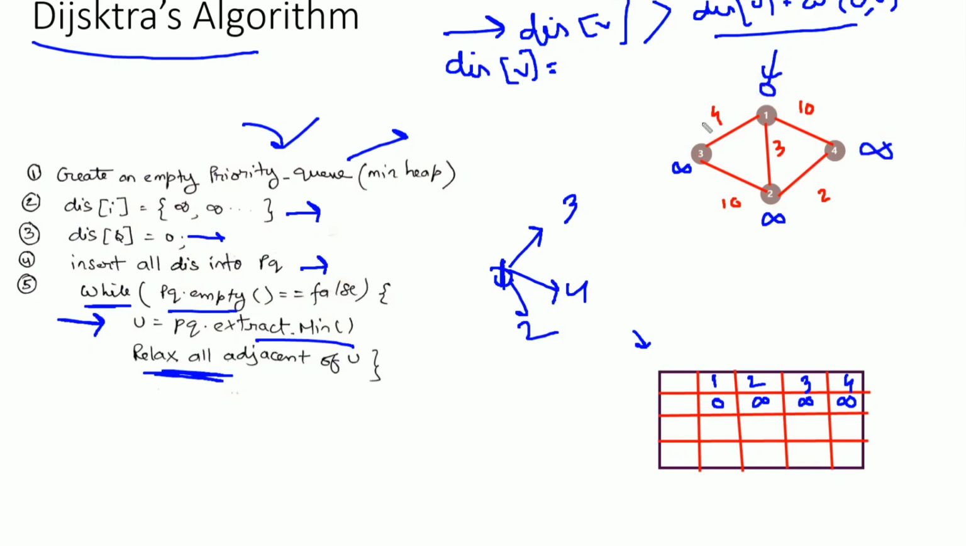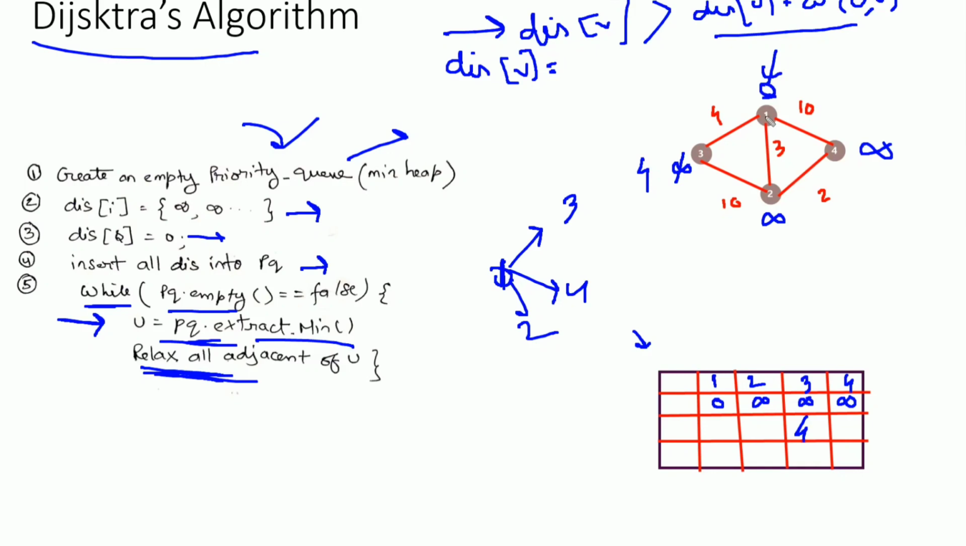Now, after this we need to perform relaxation. So 0 plus 4 is 4 and it is less than infinity, so I need to update the value from infinity to 4. Basically this is a decrease key operation, so I need to perform decrease key. So from infinity it changed its value to 4.